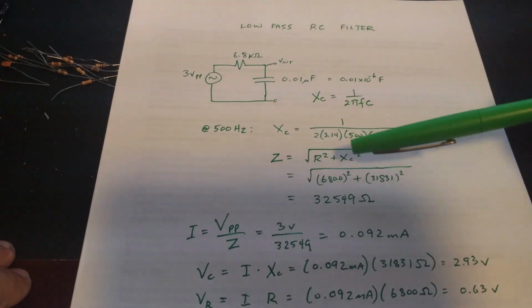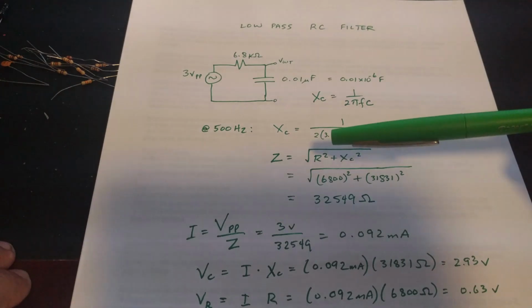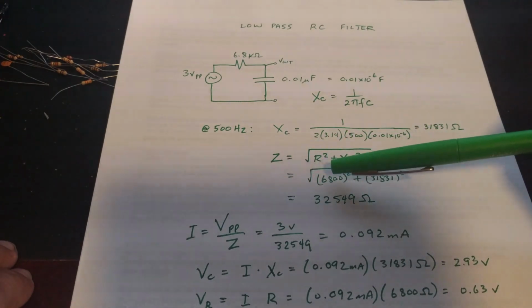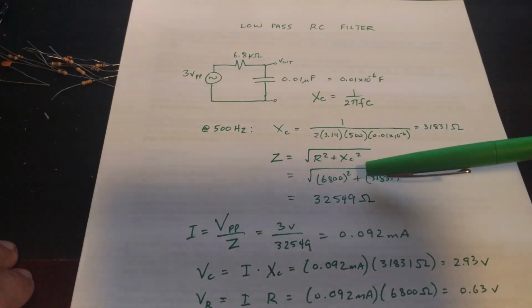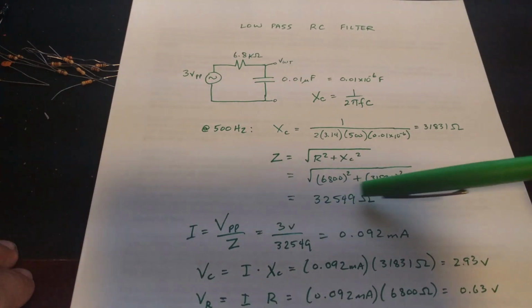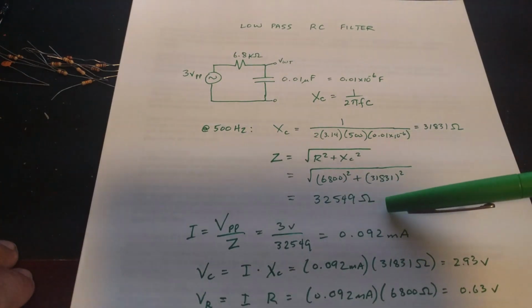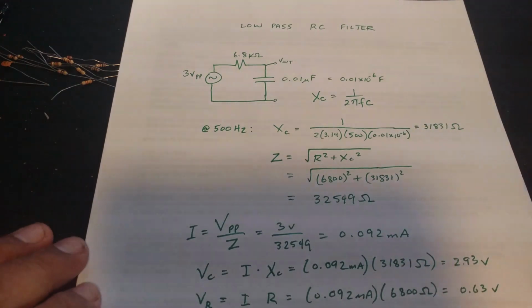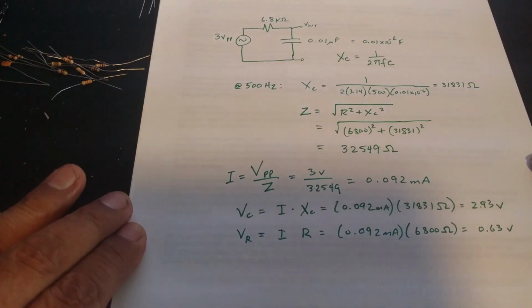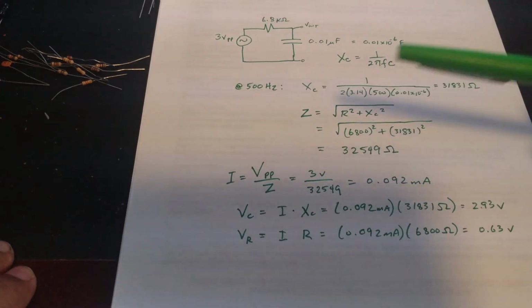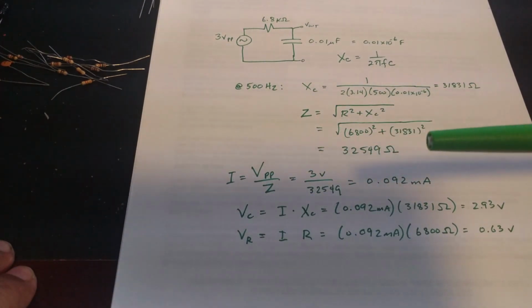Then we need to calculate the impedance of the whole circuit, so now we take into account the resistor and the capacitor, and that's given by the Pythagorean theorem, so Z equals the square root of R squared plus X sub C squared. We make the substitutions and we get a result of 32,549 ohms.